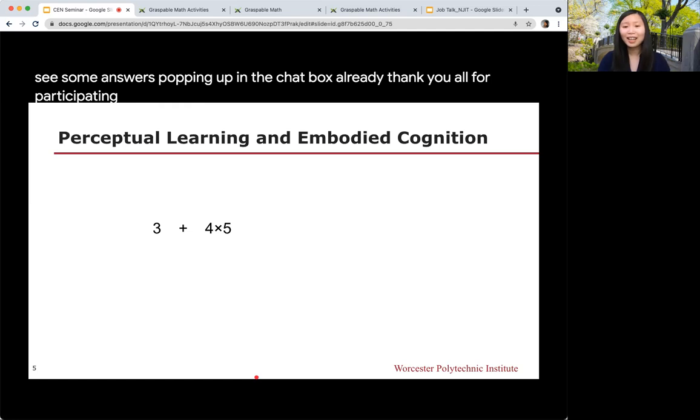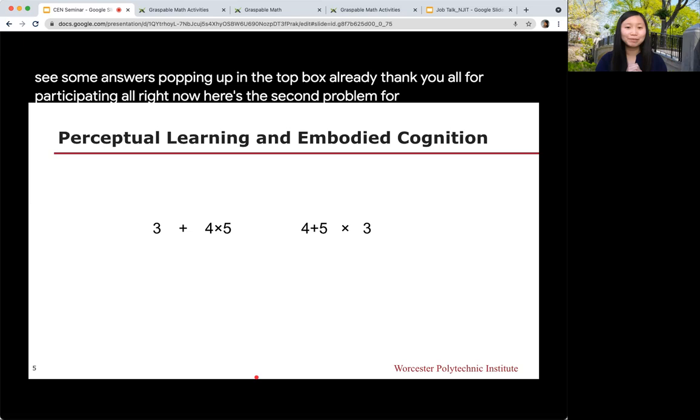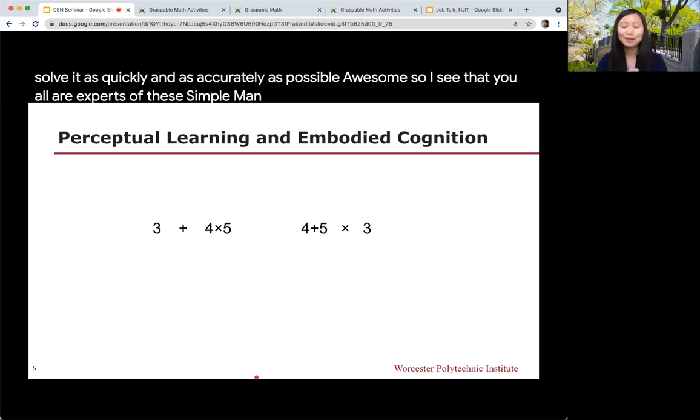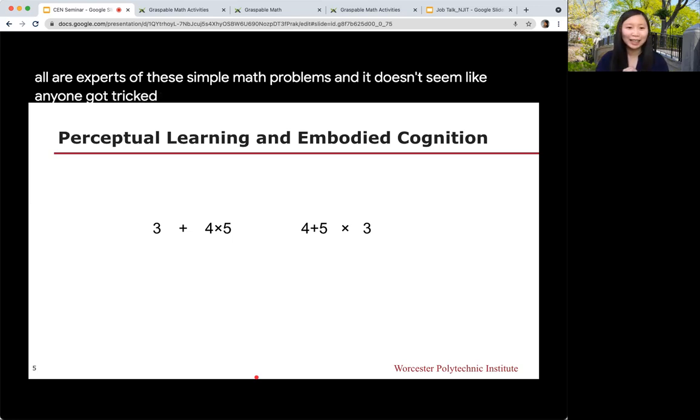All right, now here's the second problem for you. Again, try to solve it as quickly and as accurately as possible. Awesome. I see that you all are experts of these simple math problems, and it doesn't seem like anyone got tricked by the second problem.